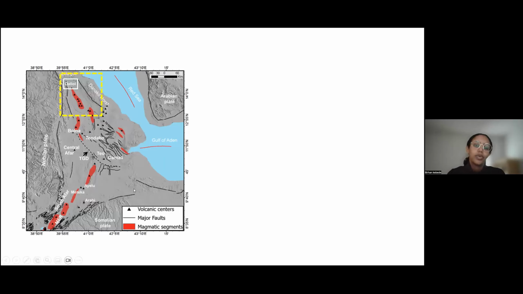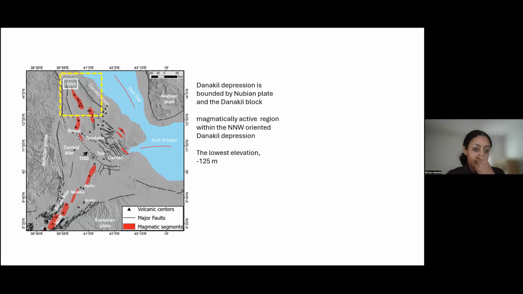It's also a place where we have a triple junction between main Ethiopian Rift, the Red Sea, and the Gulf of Aden. To the north, we have Danakil Depression, where Dallol is also located. Danakil Depression is bounded by the Danakil Horst from the east and Nubian Plate from the west. It's also a place of active magmatism and tectonism. It's narrowly elongated towards the northwest direction. It marks one of the lowest elevations on Earth.